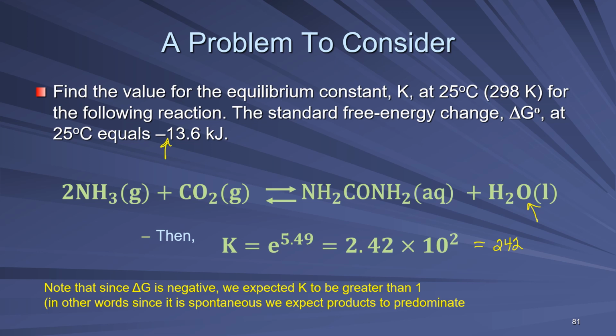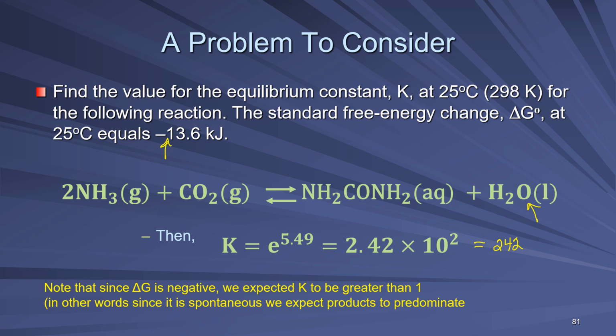Now, in just thinking through what we talked about earlier, notice that negative 13.6 is not very large. Remember we said from negative 10 to positive 10 was kind of equilibrium. So this isn't too far off of it. Because this is a negative 13.6, then 242 is not very large either. So the products predominate. It may not be 99% or whatever, but it's definitely products predominate.